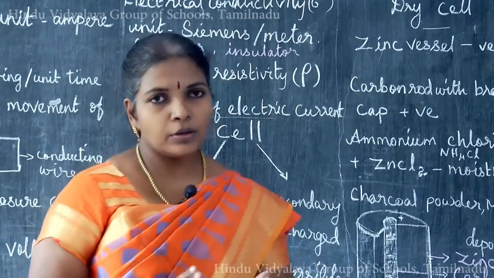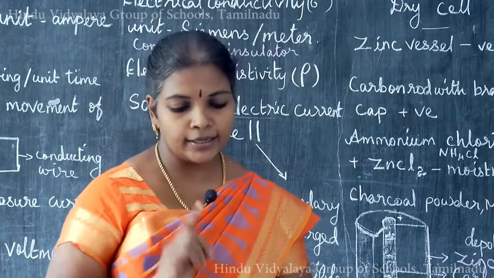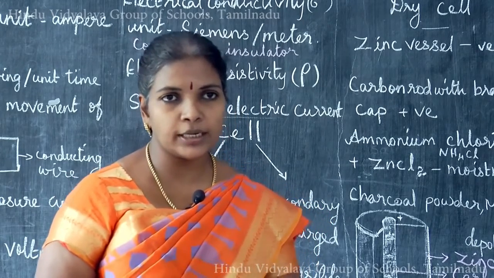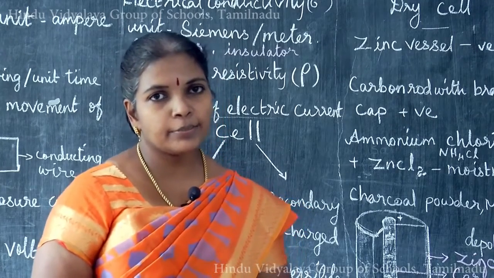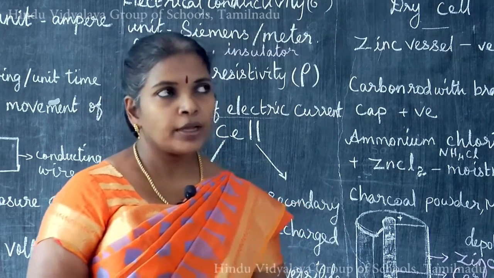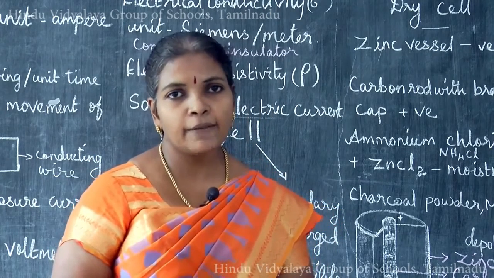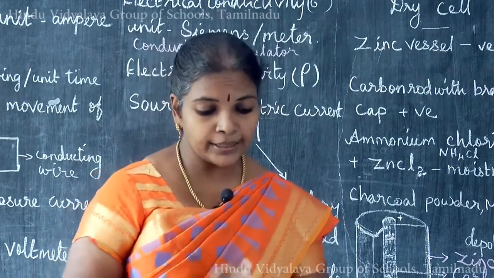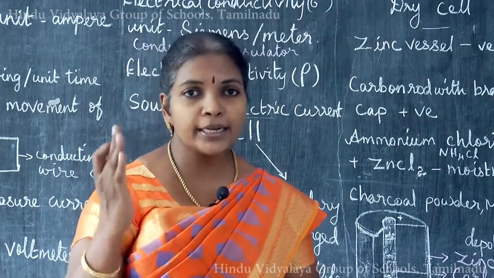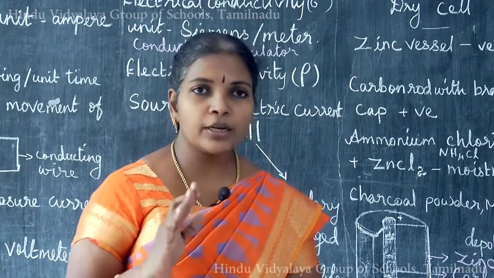So, can you give an example of a primary cell? Very good, a dry cell. A dry cell, that is used in a torchlight, is a familiar one, is it? Yes, a dry cell is the best example for a primary cell, and some other cells are there. They are voltaic cell, Daniell cell and Leclanche cell. Primary cells cannot be recharged, but secondary cells can be recharged.